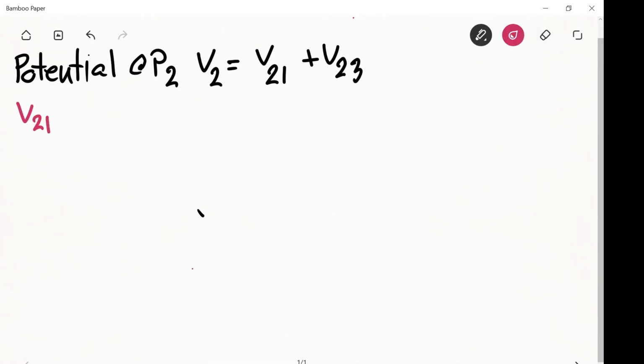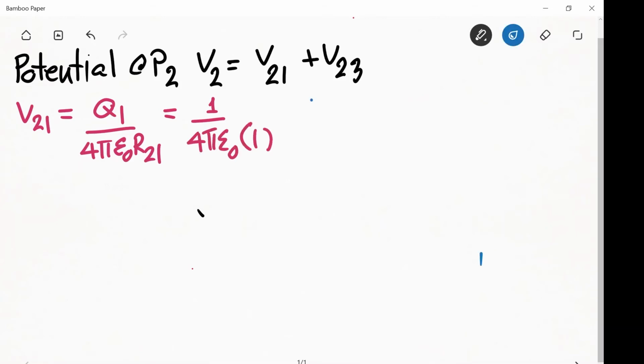Potential at point P2, V2, is V21 plus V23. V21 is the potential produced by Q1. So we have Q1 divided by 4 pi epsilon 0 and the distance between point 1 and point 2, R21, which is equal to 1. And V23 is the potential produced by Q3 at point P2. So we have Q3 divided by 4 pi epsilon 0 and the distance R23.